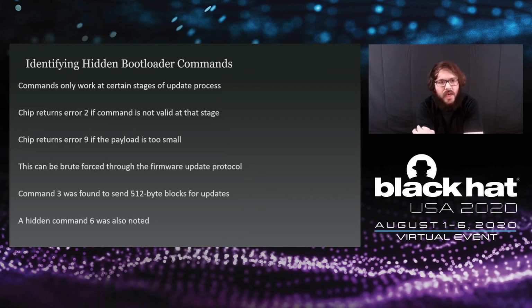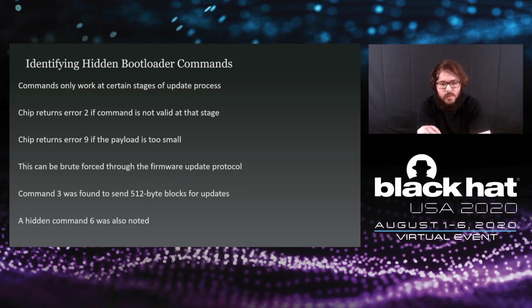I could easily identify hidden bootloader commands just by seeing what errors were returned by the chip when I sent certain commands. If it returned 2, it meant that the command was not valid at that stage of the firmware update process. What I did was step through each step of the firmware update process while using these different supposed command states. However, if the chip returned 9, I was able to see that the payload was just too small, and if I increased the size, eventually I'd get a different error which would let me know the minimum size of the commands being sent. Brute forcing through this allowed me to find that command 3 was just a different version of command 4. However, instead of sending the 4096 blocks used by command 4, it sent 512 instead.